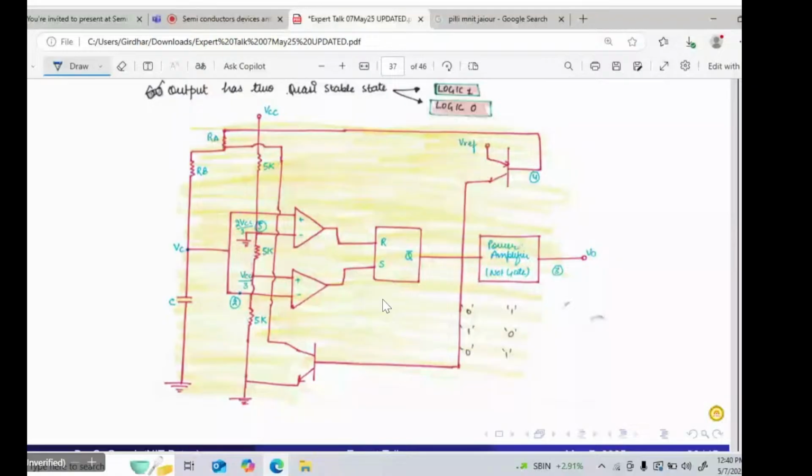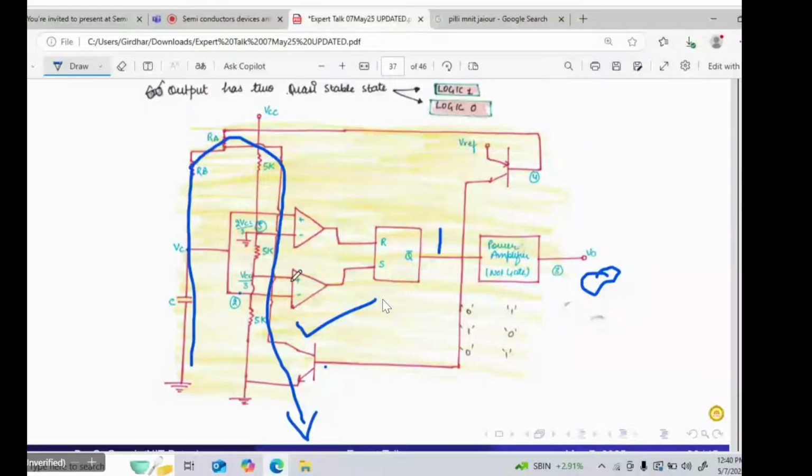If this V naught is 0, then this Q bar should be 1. If this Q bar is 1, this transistor Q2 will be on, because you are applying a logic 1 at the base terminal. If this transistor is on, through which path will the capacitor discharge? This capacitor will discharge through this path, RB, and this is the path for discharging through RB only, not RA. Capacitor will discharge through this path only.